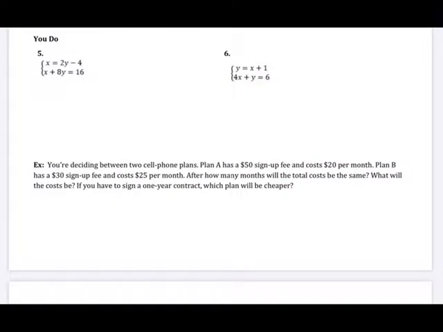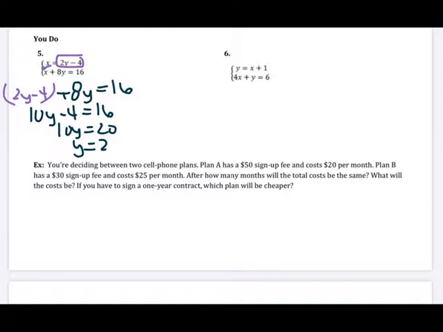Okay, I want you to pause the video and work through numbers 5 and 6 on your own, and then unpause the video and see how you did. So if you substitute 2y minus 4 in for x in the second equation on number 5, then you can combine like terms, add 4 to both sides, divide by 10. You're going to get that y equals 2.